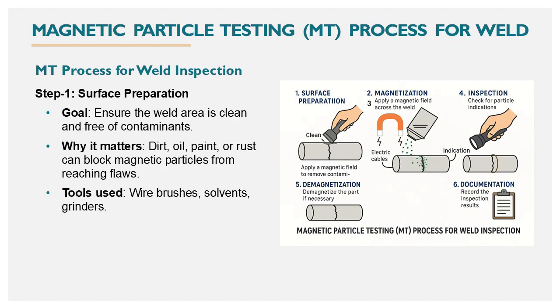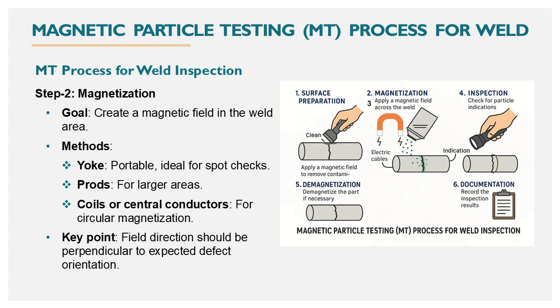Here's how it's applied: magnetic particle examination or MT specifically for welds. Step number 1 is surface preparation. Its goal is to ensure the weld area is clean and free of contaminants. Why does it matter? Because dirt, oil, paint, or rust can block magnetic particles from reaching flaws. Tools that can be used for surface preparation include, but are not limited to, wire brushes, solvents and grinders.